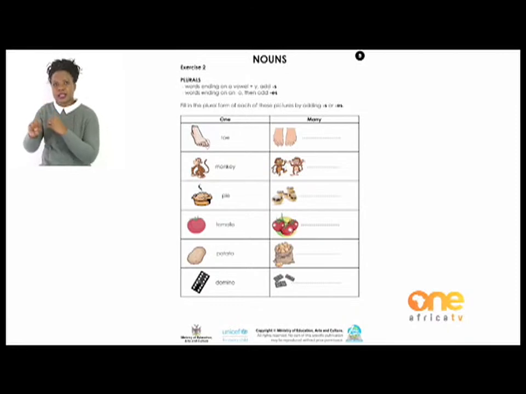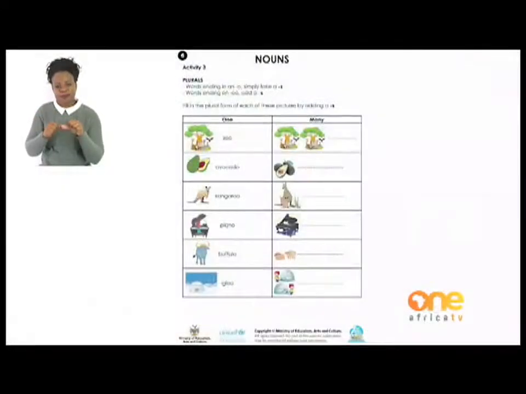Let's turn our books to page 6, activity 3. Words ending in an O simply take S or add S. Words ending in double O, add S. Our first example, zoo. Zoos, where we are just adding S. So you will do avocado, kangaroo, piano, buffalo, eagle.